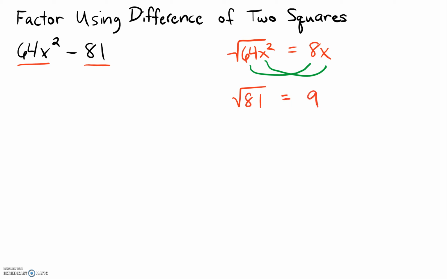And so now let's go ahead and factor. Create our two sets of parentheses. And we're going to put the square root of the first term in each of the first slots. So 8x and 8x, and then the square root of 81 is going to give us 9, so we're going to put 9 in each of the second spots. Put a plus and a minus, and that's our final answer.